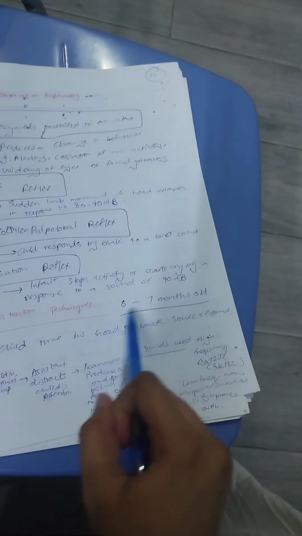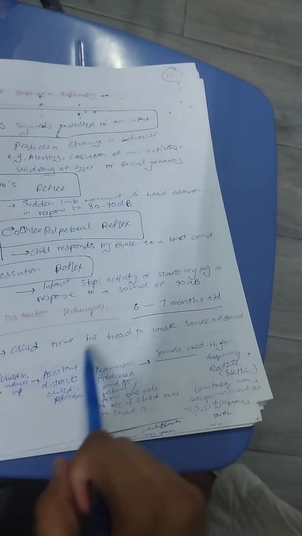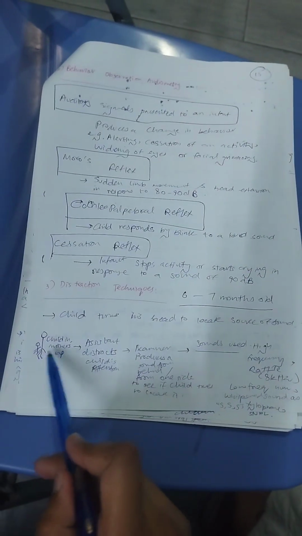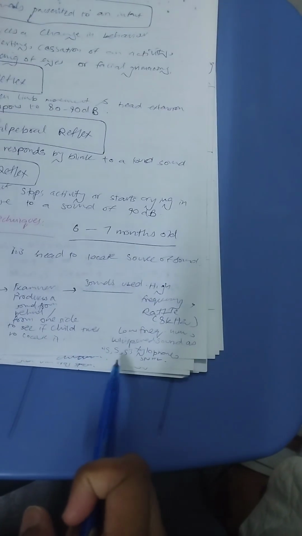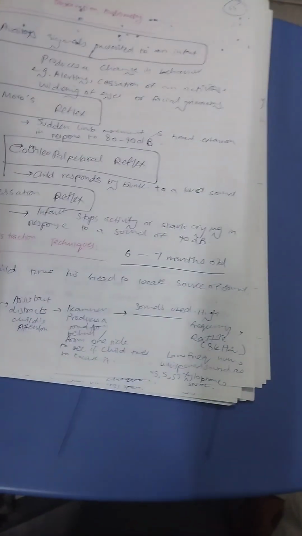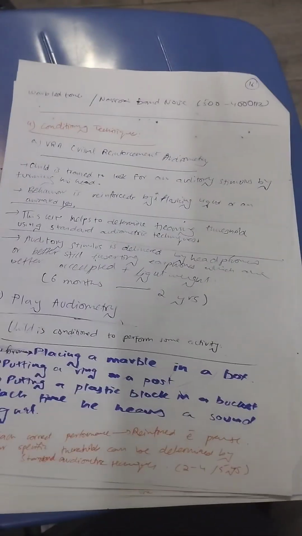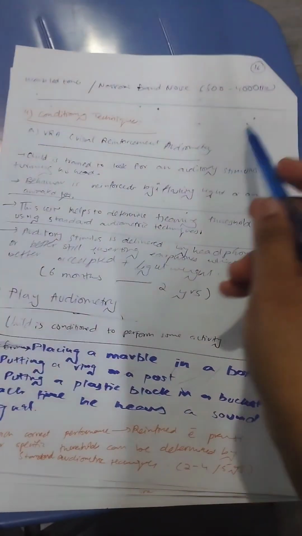The distraction techniques are for children of 6 to 7 months. So the child turns his head to look for the source of sound. In this activity, we are going to take the child on the mother's lap and use a rattle sound of 8 kilohertz, or it could be a low frequency hum, or a whispered sound such as SSS, or a xylophone sound, or a warble tone, or narrow band noise of 500 to 4000 hertz.